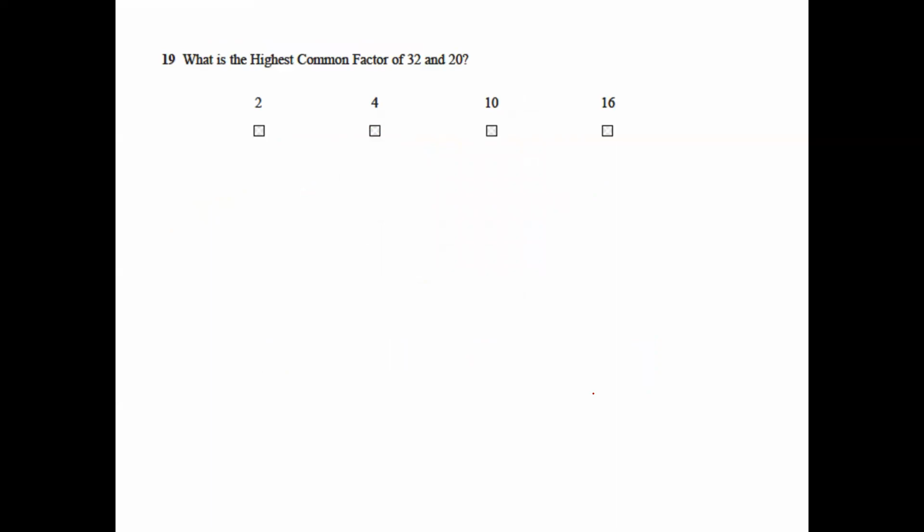19th question. What is the highest common factor of 32 and 20? First, we'll take the factors of 32 and 20. To take the factors of a number, you have to write the number as a product of two numbers starting from 1 times. So 1 times 32 is 32.